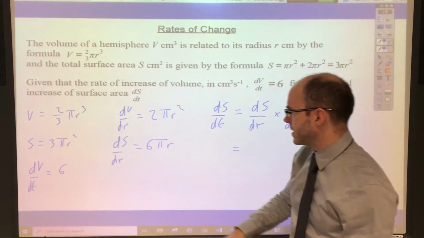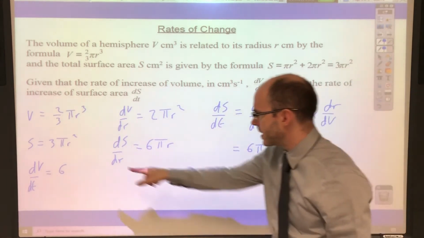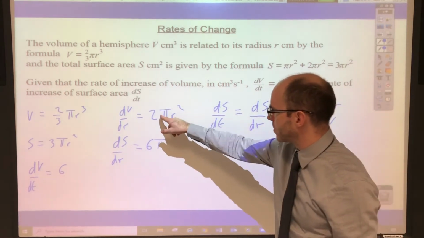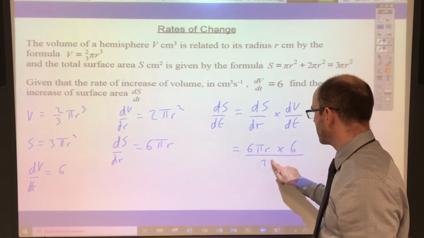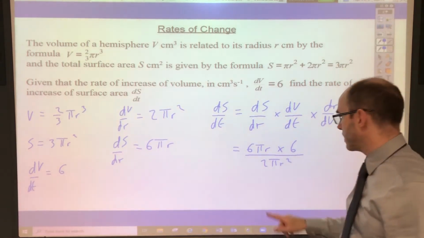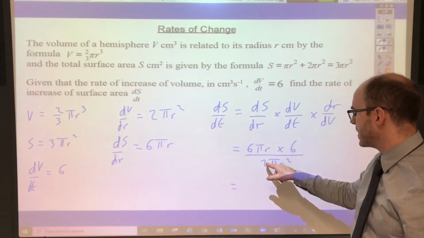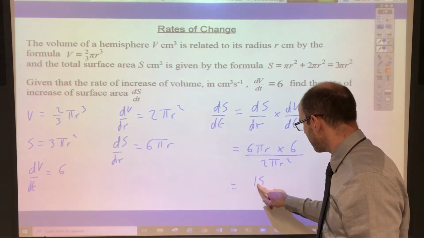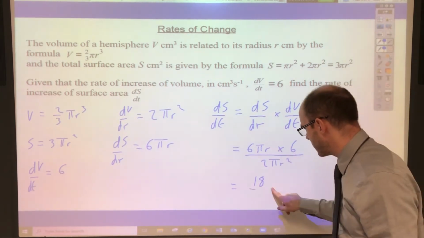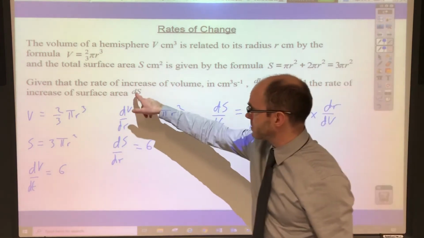So dS/dr, let's put that in, is 6πr, and then dV/dt, that is multiplied by 6, and then dr/dV is the reciprocal of that, so it's over 2πr². Okay? So I can simplify it, so 6 times 6, 36 divided by 2, that's 18. And then the pis are going to cancel, and then r over r squared, so 18 over r. Okay, and that is it. And that's our expression for dS/dt.